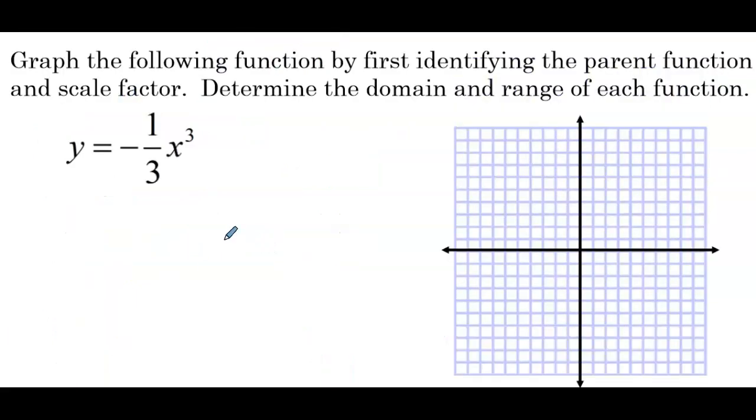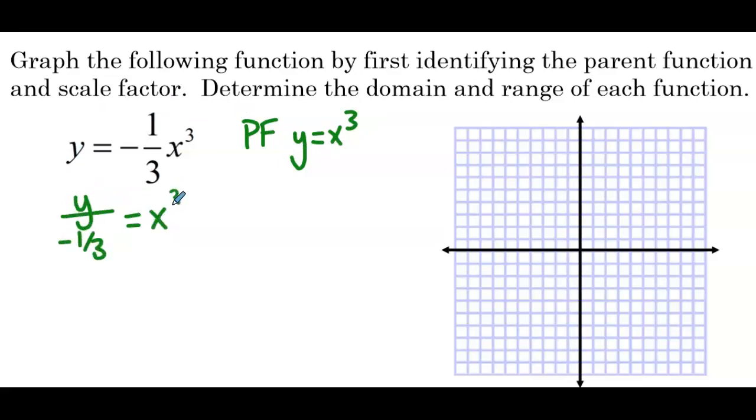Next up, we have y equals -1/3 x cubed. So our parent function is the cubic, y equals x cubed. We're going to rewrite this, so y divided by -1/3 equals x cubed. Again, we can make it x over 1 cubed. So our scale factor is 1, -1/3. And just a reminder, we don't want a scale factor to be 0, because then we'd be multiplying every value by 0, and that would create a bit of an issue.